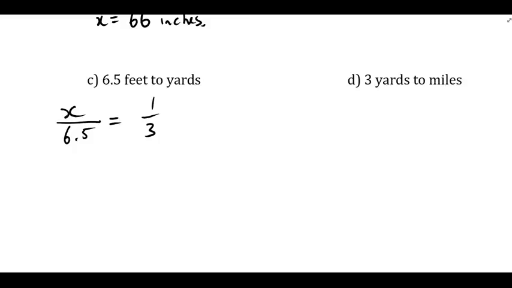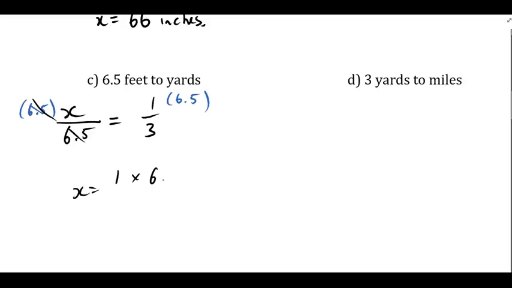So when you set this one up, it's a little bit different. X over 6.5 equals 1 over 3. And like I said before, some of these are easier, some of these are trickier, and sometimes your brain plays a trick on you. I'm going to multiply both by 6.5. Those guys are gone, and I end up with X equals 1 times 6.5 divided by 3.